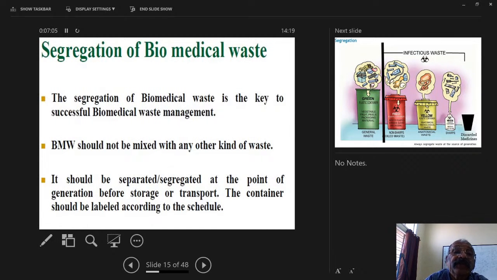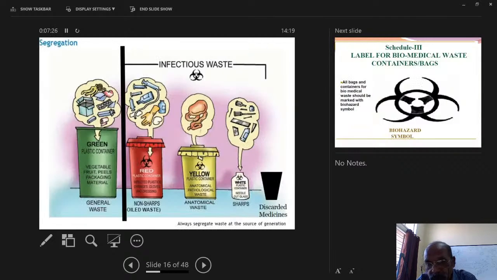Segregation of biomedical waste. The segregation of biomedical waste is the key to successful biomedical waste management. Biomedical waste should not be mixed with any other kind of waste. It should be separated, segregated at the point of generation before storage or transport. The container should be labeled according to the schedule. You can see this is one example. Now, the color of the containers keeps on changing.